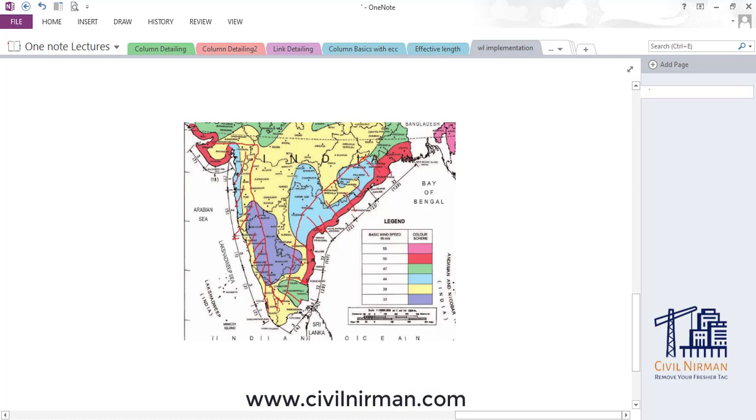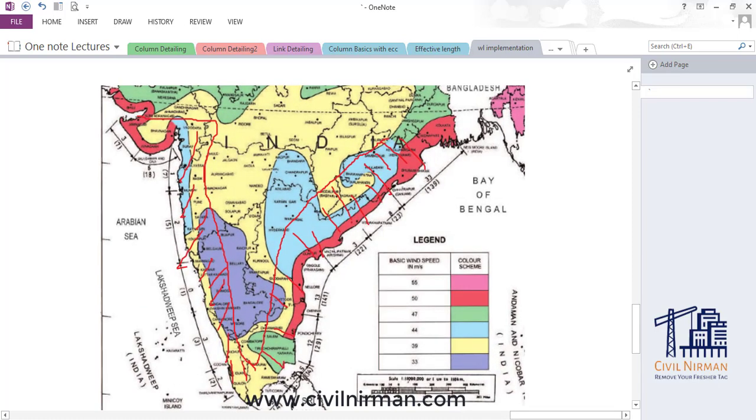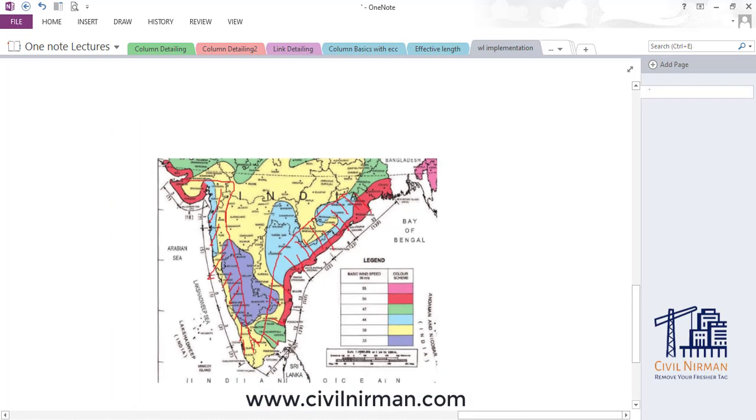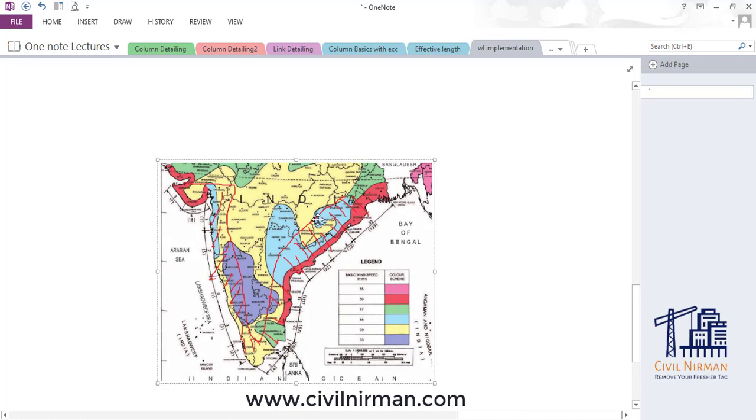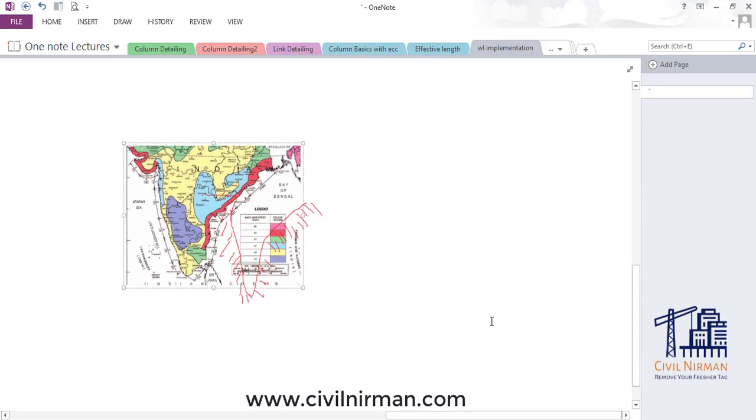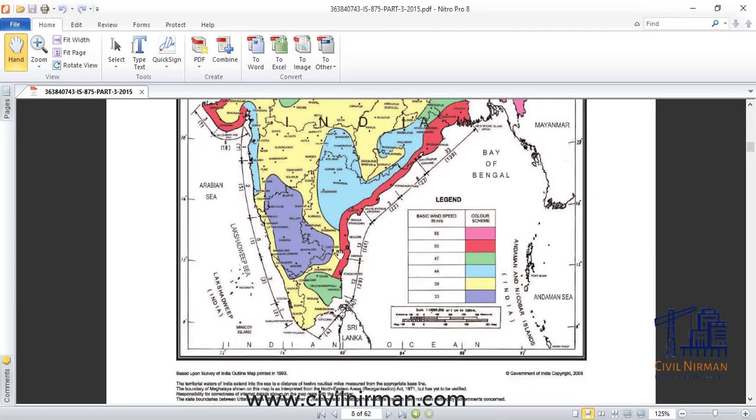Okay, so in that area, if your structure is located in that area, you have to consider the K4 value as 1.5. East coast and the Gujarat region. So that's the important point about K4. That was the main important part over here. Okay, so that is the indication.